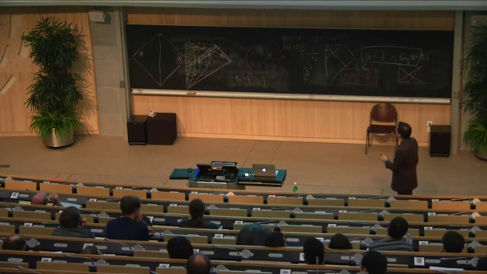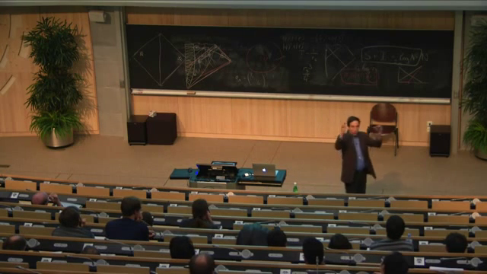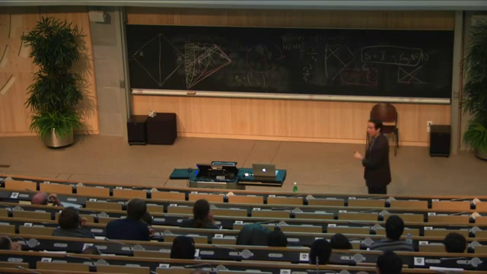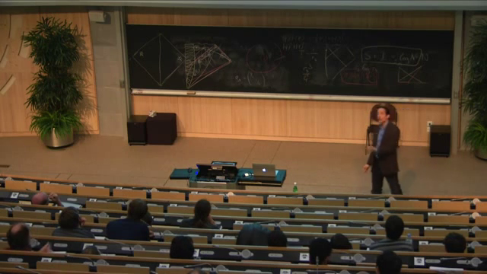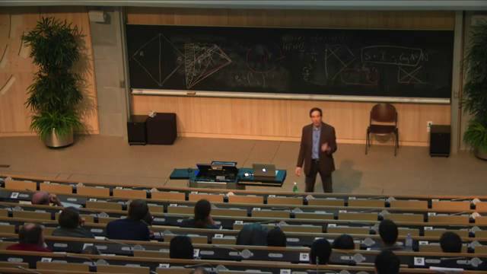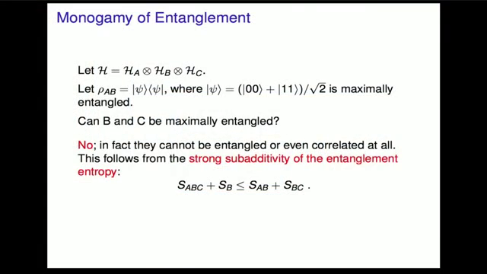My question is, can I find any state, mixed or pure, for the whole system A, B, C, such that A and B are in this state if I look at them just by themselves, but B is also entangled with C? B is entangled maximally with A, but also entangled with C. And the answer is no. In fact, if A is maximally entangled with B, then B cannot be at all entangled or even correlated with C. This follows from a theorem called the strong subadditivity of the entanglement entropy, which is this inequality.